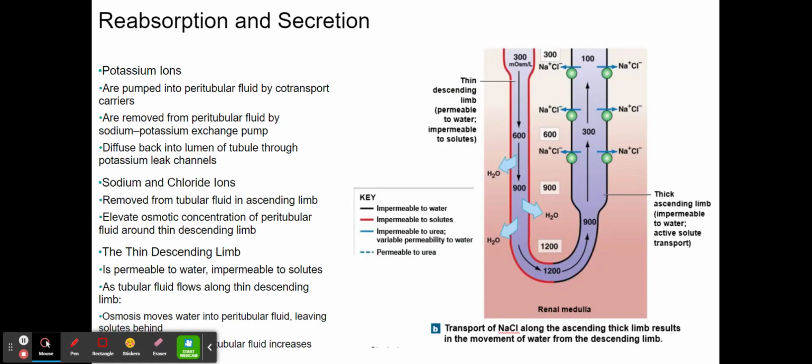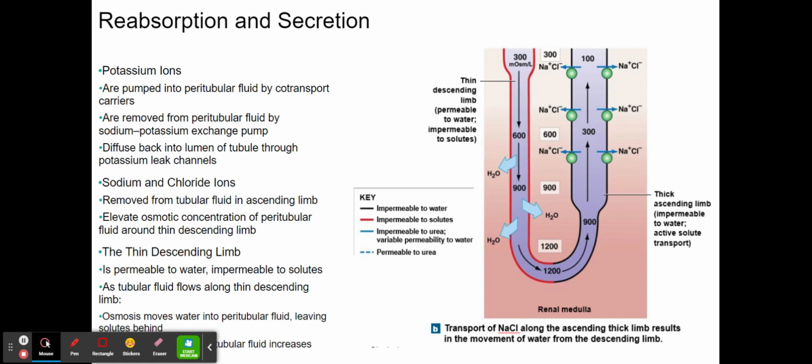Then, co-transport carriers pump potassium and chloride ions into the peritubular fluid. However, potassium ions are removed from the peritubular fluid as the sodium-potassium exchange pump pumps sodium ions out of the tubular cell. The potassium ions then diffuse back into the lumen of the tubule through the potassium leak channels. The net result is that sodium and chloride enter the peritubular fluid of the renal medulla. The removal of sodium and chloride ions from the tubular fluid in the ascending limb raises the osmotic concentration of the peritubular fluid around the descending limb.